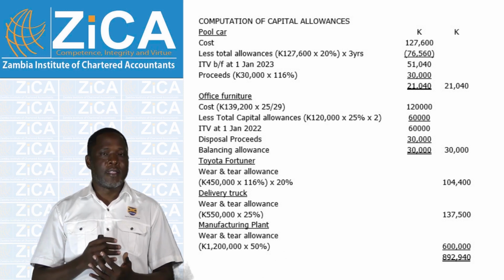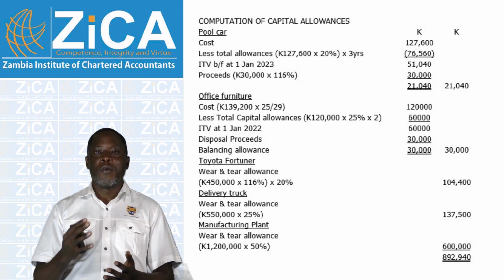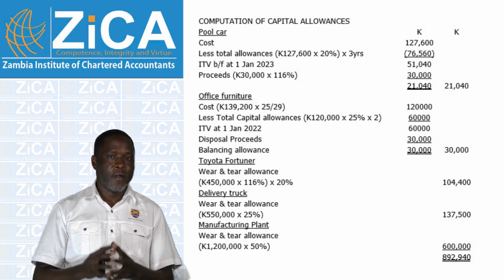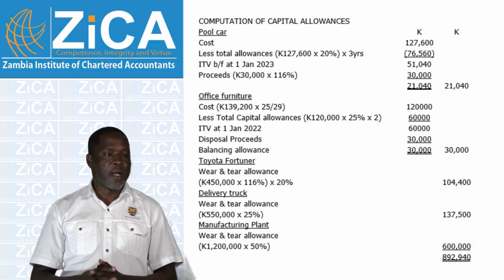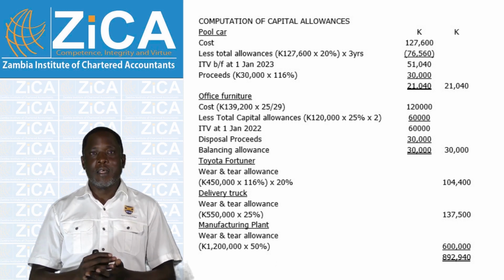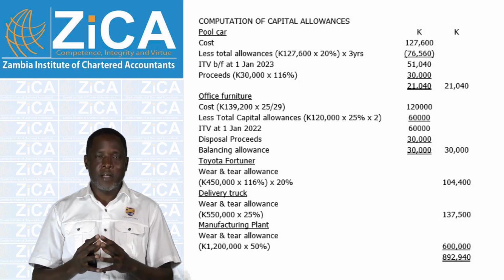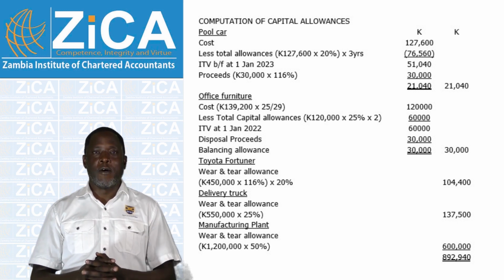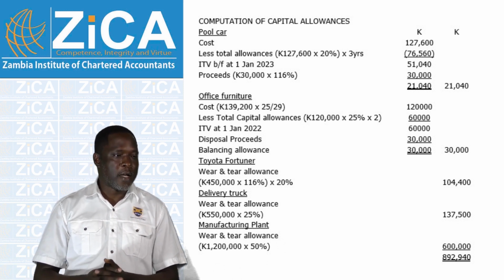So the emphasis there is that if the figure is given VAT inclusive, always use the VAT exclusive value in the manner we have demonstrated. When you look at the Toyota Fortuner car, we said VAT on motor cars is irrecoverable, and because of that, we must always use the VAT inclusive value to compute capital allowances on such assets on which input VAT is not recoverable.